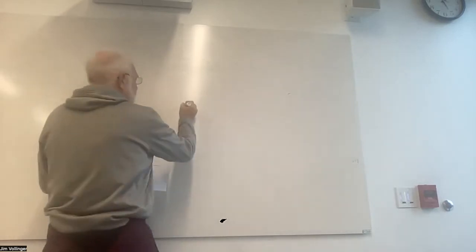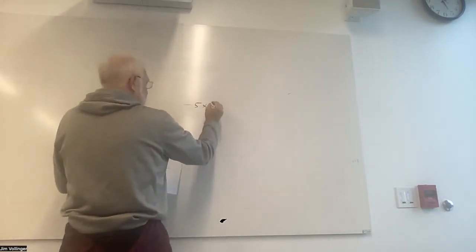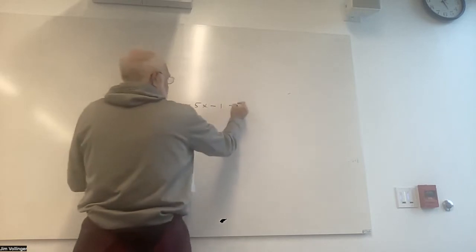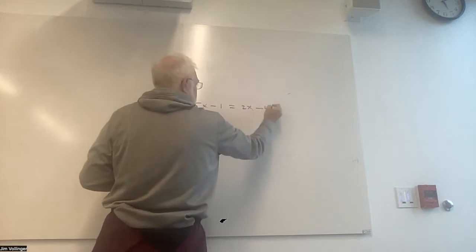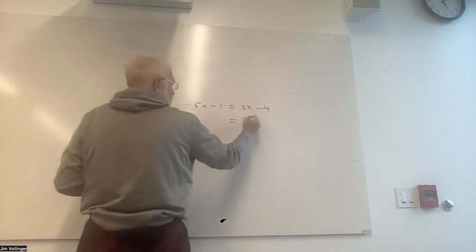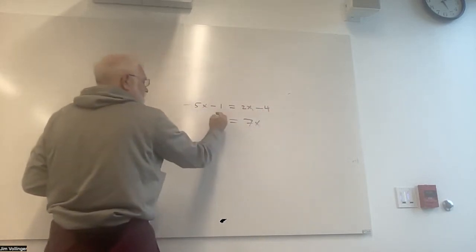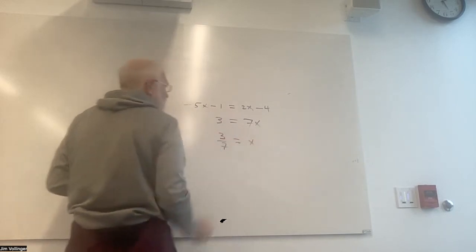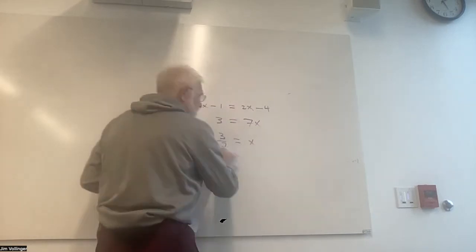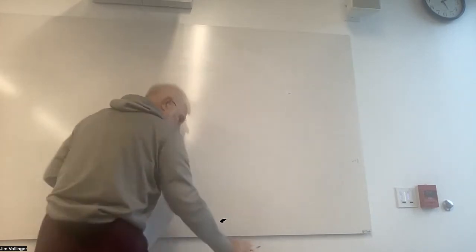Next problem: -5x minus 1 equals 2x minus 4. Make sure I got my eyesight here. I'm going to bring the 2x over and make it -7x. I'm going to bring the 1 over and make it 3. So -3/7 is the x value where those lines intersect. We've been graphing them in class.